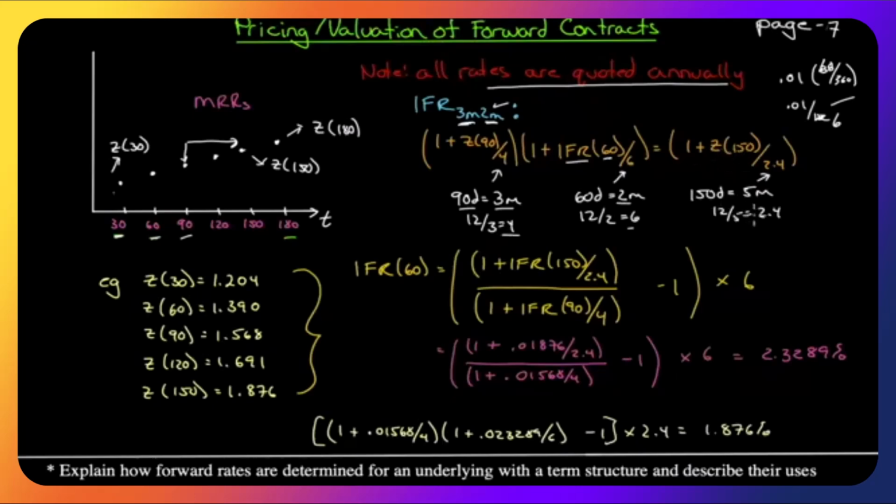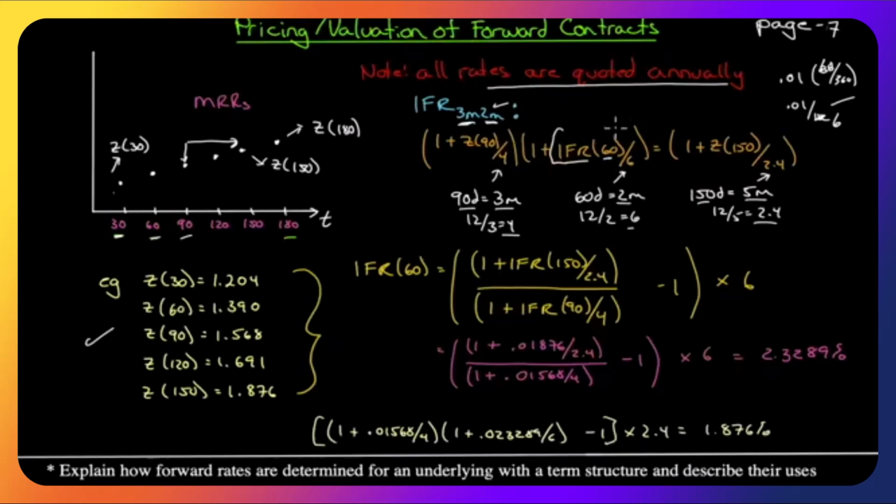And this is the 5-month rate. It's 150 days, 30 days per month, 5 months, that's 150. We're dividing by 2.4. How do we get that? Well, it's 5 months, 12 divided by 5 is 2.4. And I'm giving you a term structure of rates here, 30, 60, 90, 120, and 150. Let's calculate what this is right here.